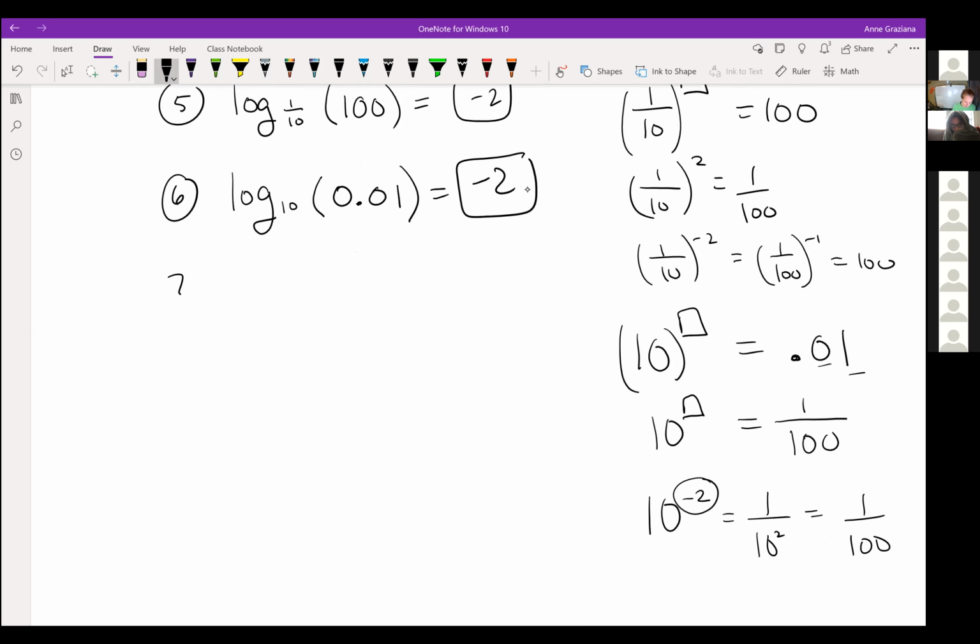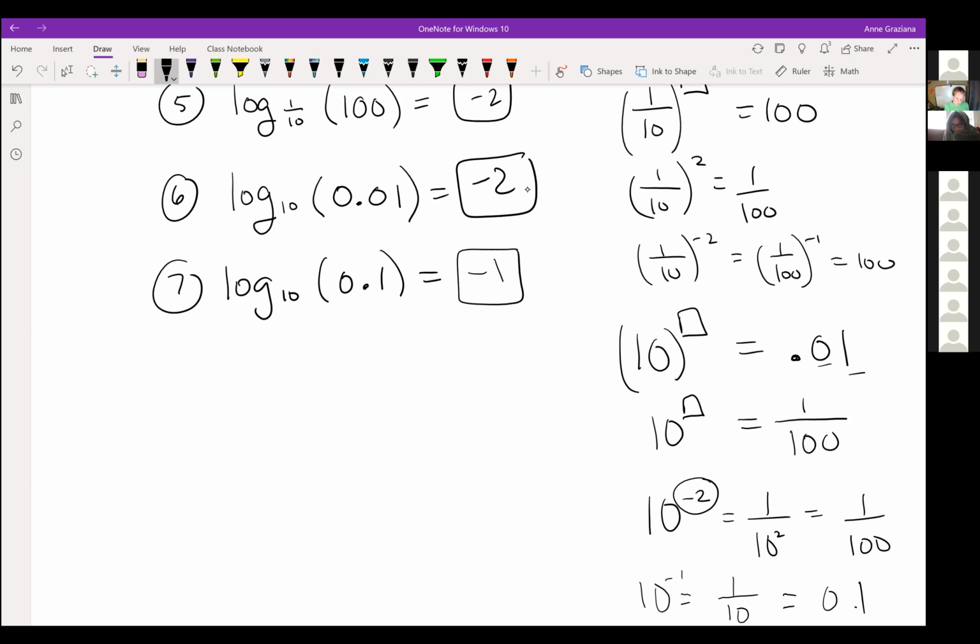Let's do one more like this. Log base 10 of 0.1. How do I go from 10 to 0.1? Negative 1. Yeah, negative 1. That's 1/10, which is 0.1. So this one's negative 1. Any questions?